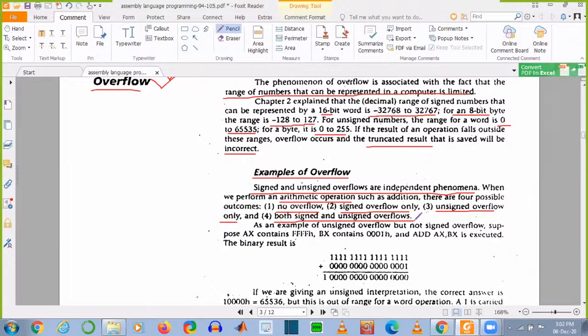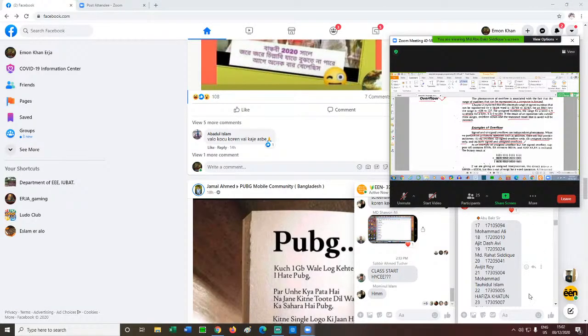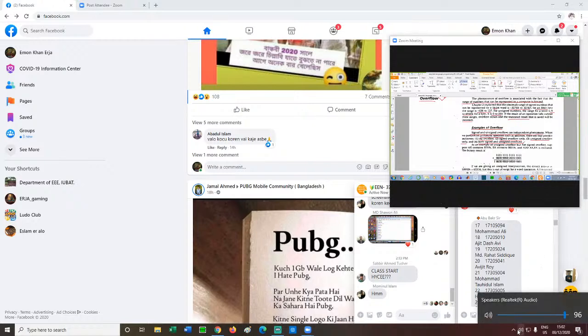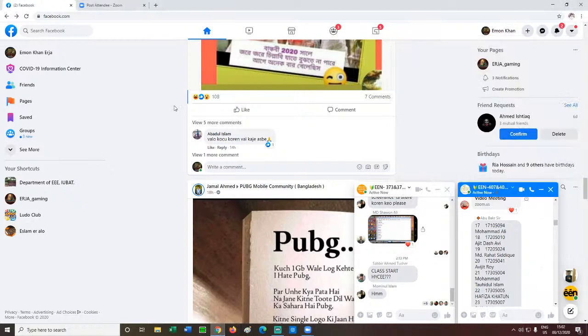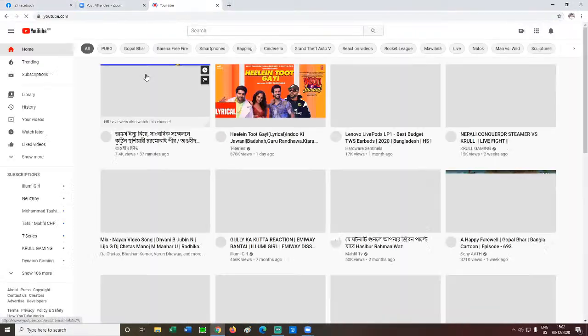So let's see an example of unsigned overflow here, but not sign overflow. There is only unsigned overflow. You can see here. We have 16.1, 16.1. That is in register X.